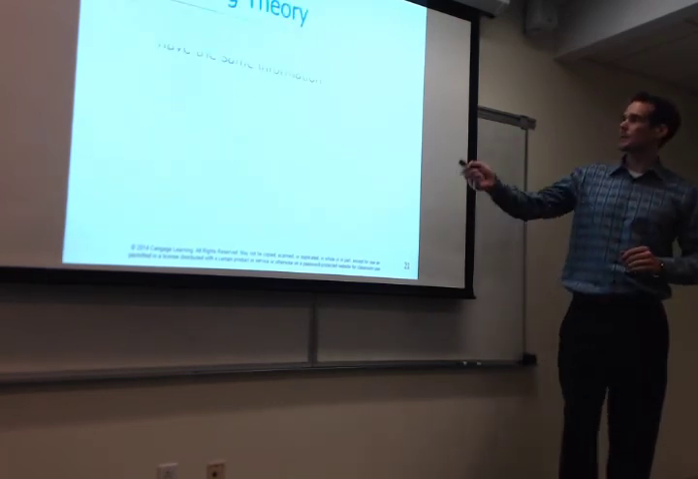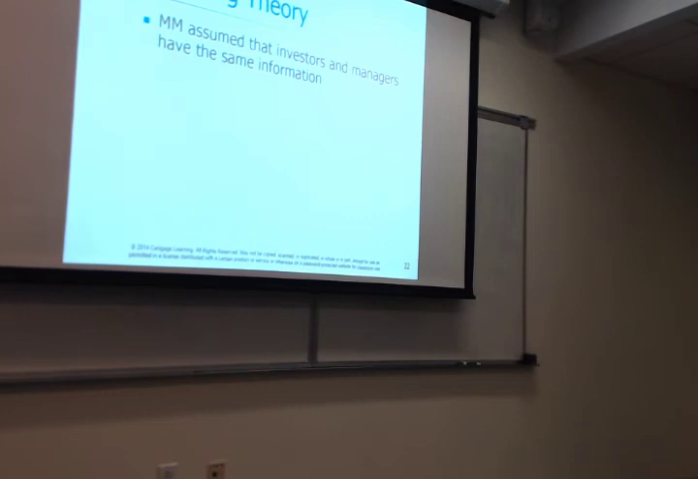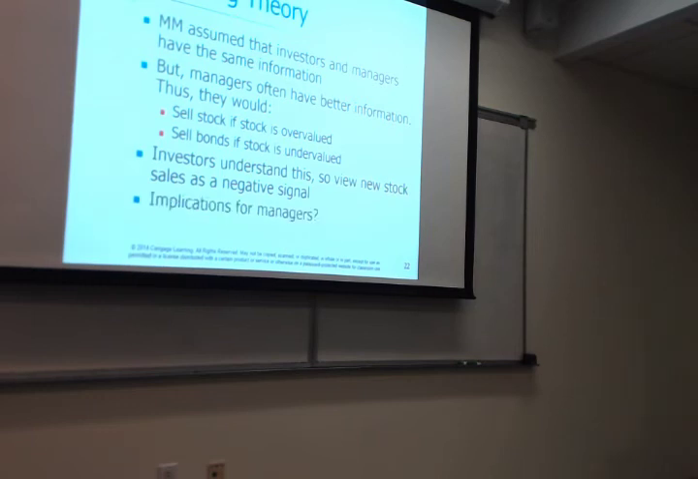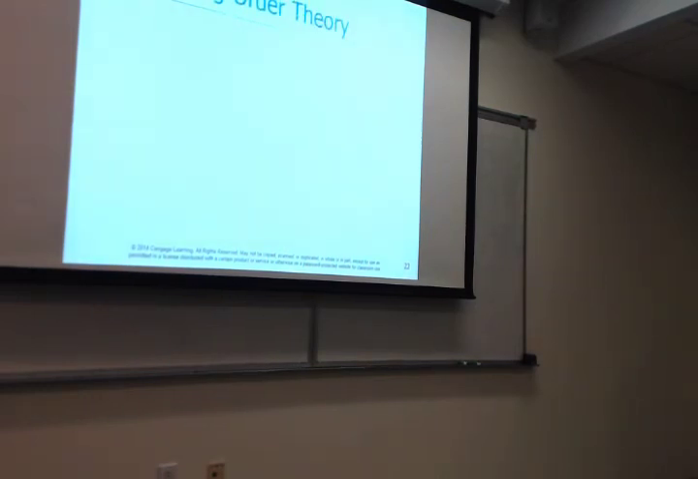Okay, signaling theory. Just as Danil said, if we sell stock, the market's going to think it's overvalued. If we sell bonds, which means we issue debt, that means we think our stock is undervalued. Investors know this, so they view new stock as a negative signal. So this leads us to the pecking order theory, which gives us a 3-step process of how managers will often choose to fund new projects.